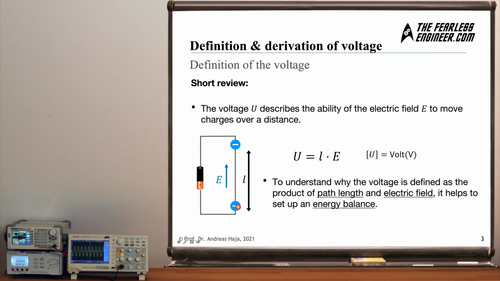And when we move an electron by the electric field from one position to the next, it sheds a certain portion of its electric energy, comparable to the apple falling from a tree towards the Earth's surface, and the voltage drop is described by the product of the electric field and the length over which the electron has moved. And to understand why the voltage is defined as this product of path length and electric field, it helps to set up an energy balance to investigate the potential energy, which we will do on the next slide.